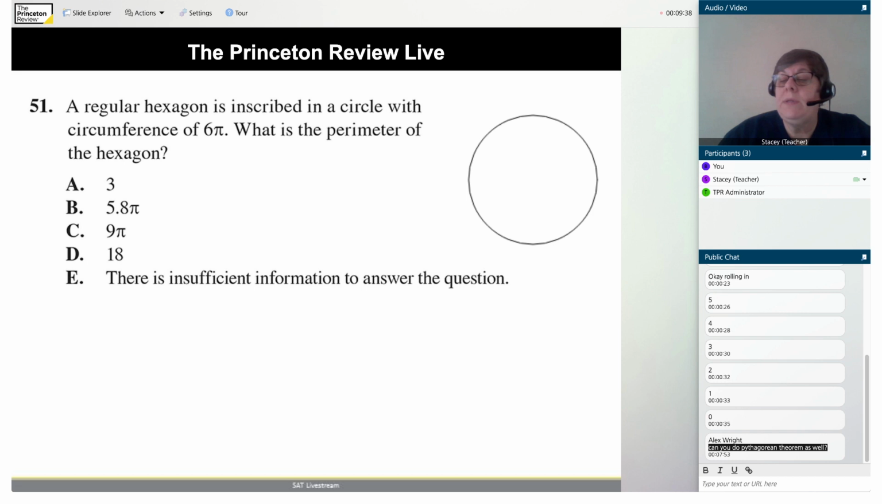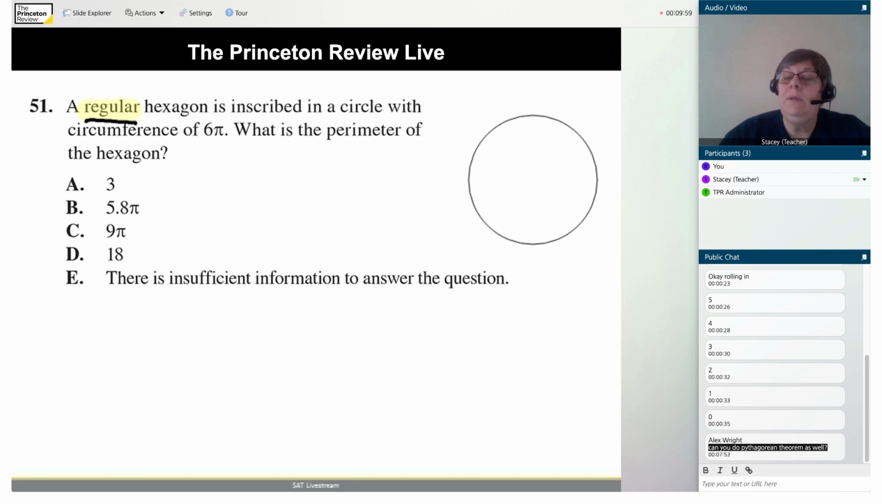All right, so I start on this question with a circle. Now I'm going to kind of freehand a hexagon. I do want to point out a couple of keywords here. I have a regular hexagon. Regular is an important word. Regular means all the sides are equal and all the angles are equal. So that's kind of an important thing to know.